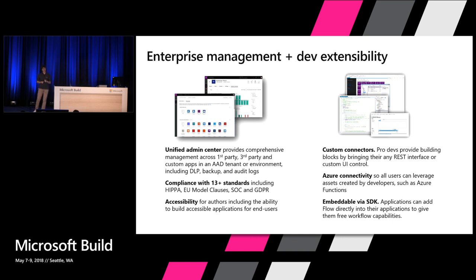So we have things that we call data loss prevention policies, and these data loss prevention policies block data flow from a source that may be compliant to a source that's non-compliant. So this is how organizations can adopt Microsoft Flow and still be confident that data is not leaking in a way they don't expect. Now, Flow has, of course, a wide variety of standards. It has accessibility, and it also has extensibility, which means that developers who want to extend the capabilities of Microsoft Flow can as well.